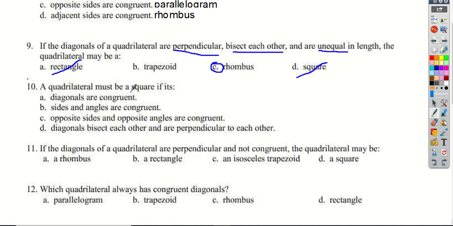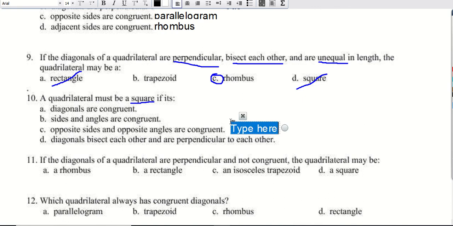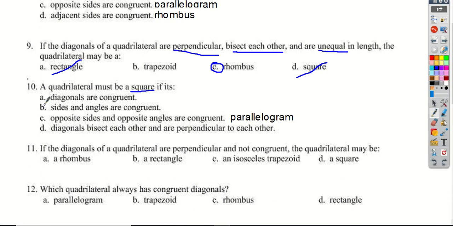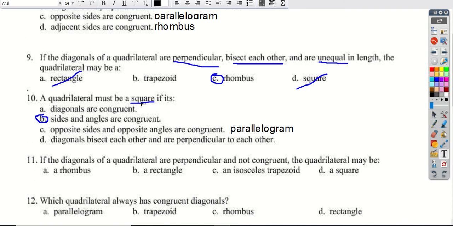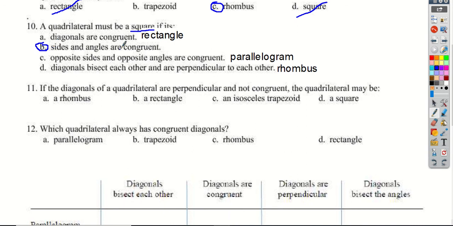And 10, if it's a square, remember it has to be a rectangle and a rhombus. So opposite sides and angles being congruent would just make it a parallelogram. It could be any parallelogram, so that's not enough. If the sides and angles are congruent, that would be a square, because if all the angles are equal, that makes them 90. If the diagonals are congruent, that could be a rectangle, and actually it could be an isosceles trapezoid. All right, and if they bisect each other and are perpendicular, that's a rhombus. So even if we're not sure, we can actually just use process of elimination to figure out the best choice. But we want to choose B here for sides and angles congruent.